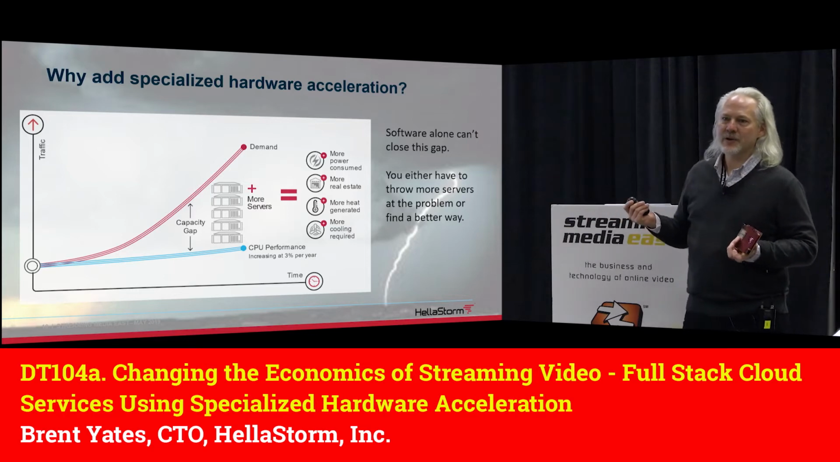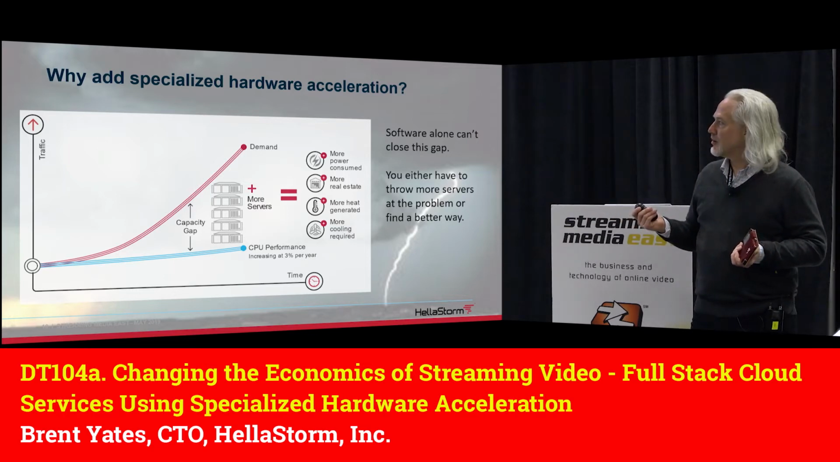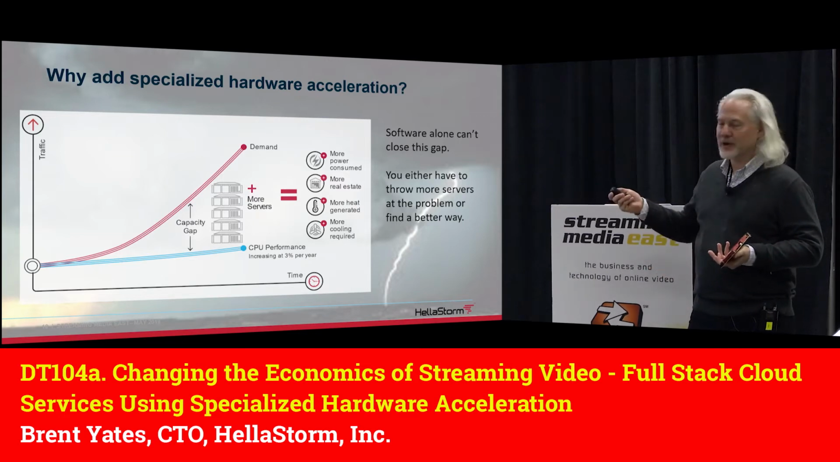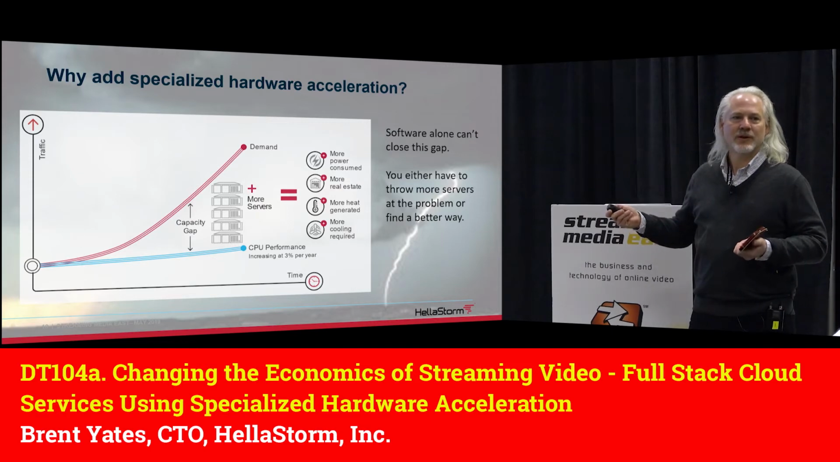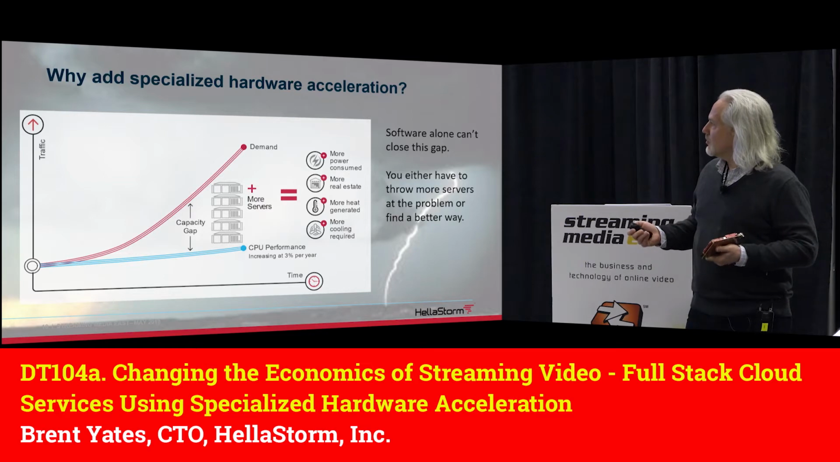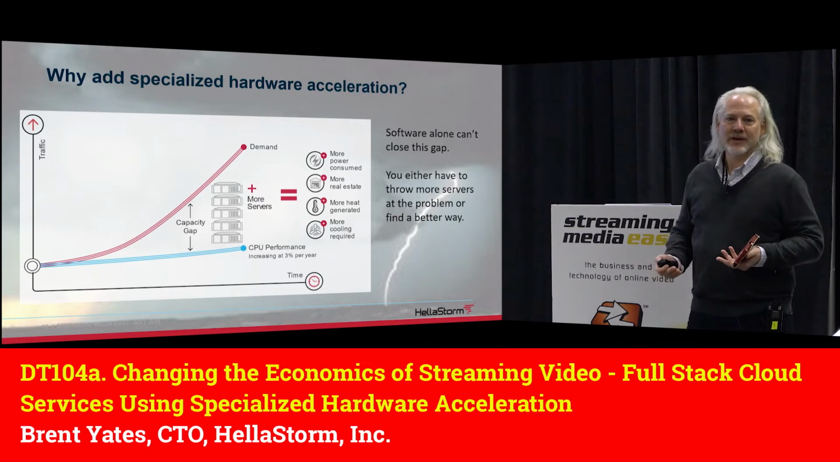So the curve on the bottom is your CPU increase. The red curve is the demand, which currently for streaming video is increasing at over 35% year over year. So the problem is the only way to fill that gap is with more servers and more data centers and more power. It's not a very green solution. So we need to find a different way of increasing that efficiency.